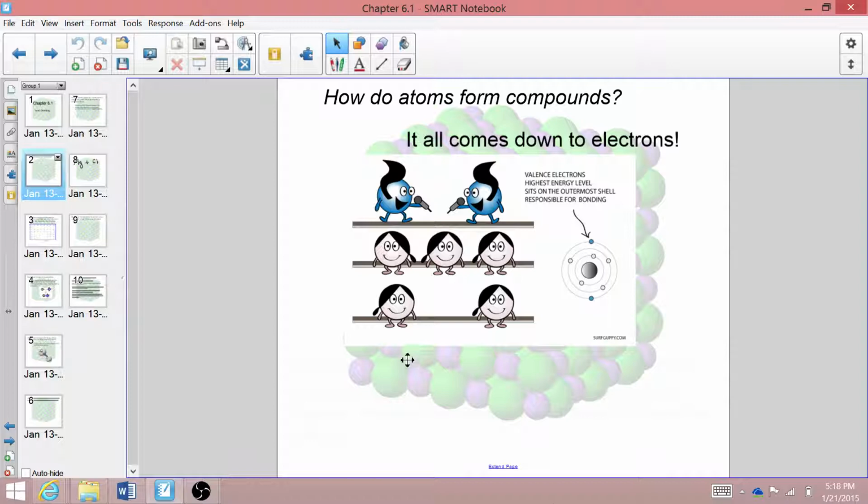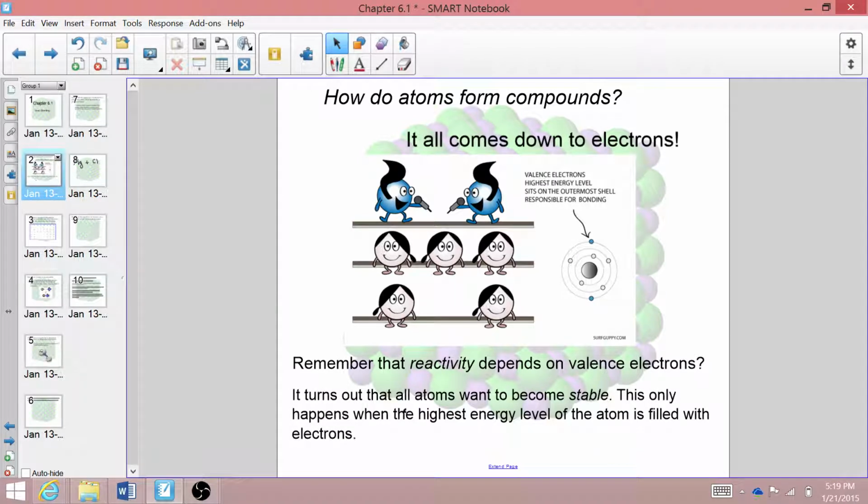So you may remember that we talked about reactivity as being a property of elements. And reactivity depends on the number of valence electrons there are in the atom. And if you remember, valence electrons are the electrons in the outermost energy level. So if you look at this picture here, the blue dots would represent the valence electrons. So this has 2 valence electrons.